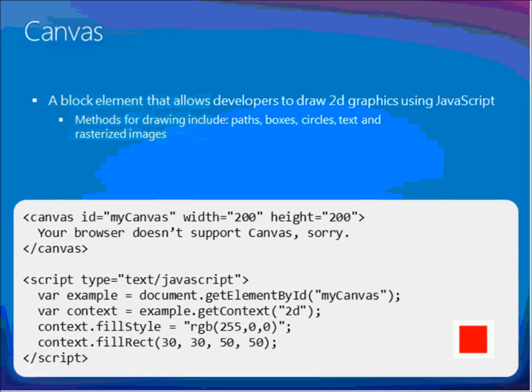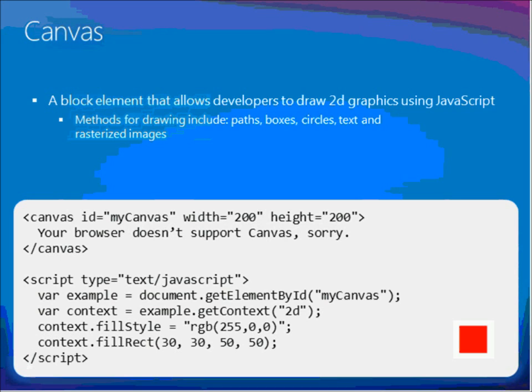Then to access the Canvas element through JavaScript, document.getElementById and grab the element by its ID. So in my case, I used my Canvas. And you need to get the 2D context. From there, I said fill style, and I chose RGBA, same as the CSS3 Colors module. We'll talk about that in a sec. But you can specify what color you want. In this case, I just chose red.